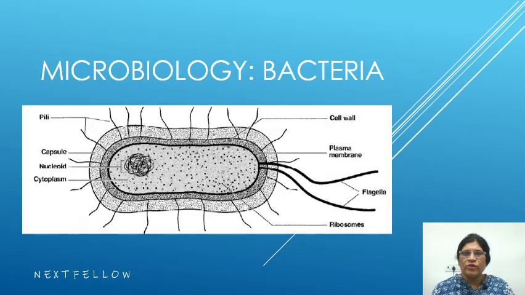Now, this is the morphology of a bacteria which you see here. We have pili, we have a capsule here, and then we have flagella, ribosomes. It has a nucleoid and also a plasma membrane, as you can see. This is just a basic structure of bacteria.